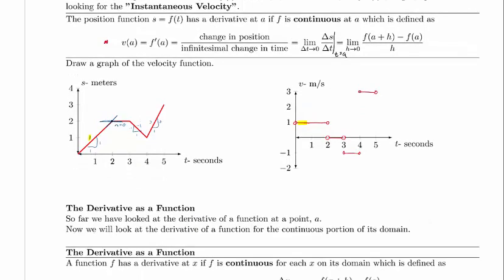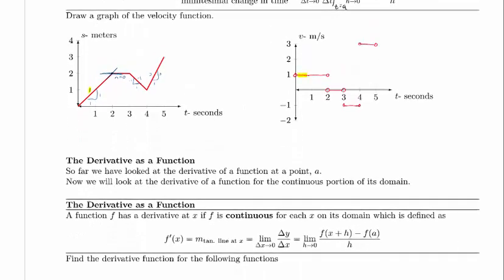So while prior to this we were looking at the velocity or the rate of change at a specific point, now we want to know what's going on at any point, right? We want a function that tells us that right off the bat, so we don't have to do that analysis for every single point. All right, so we say that a function f has a derivative at x if f is continuous for each x on its domain. And note over here, any point that the original function was not smooth, we didn't have a derivative. So we want to add that to there.